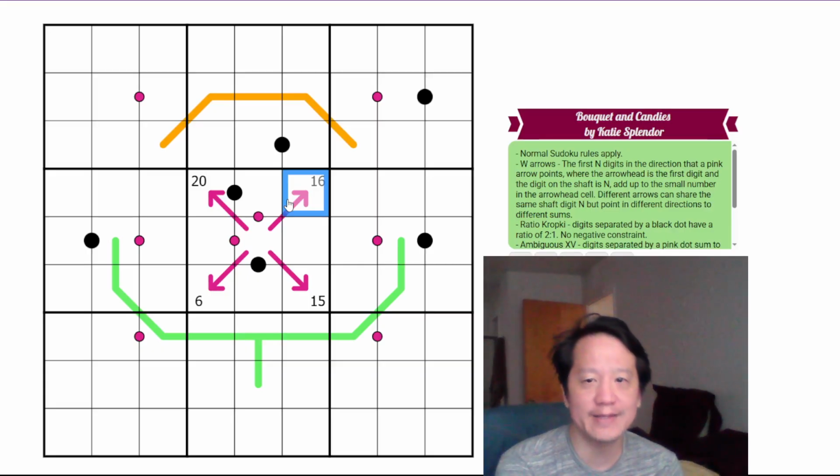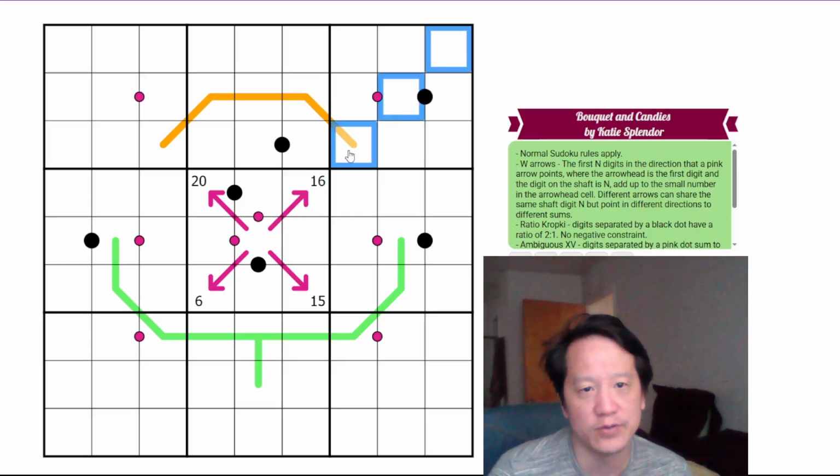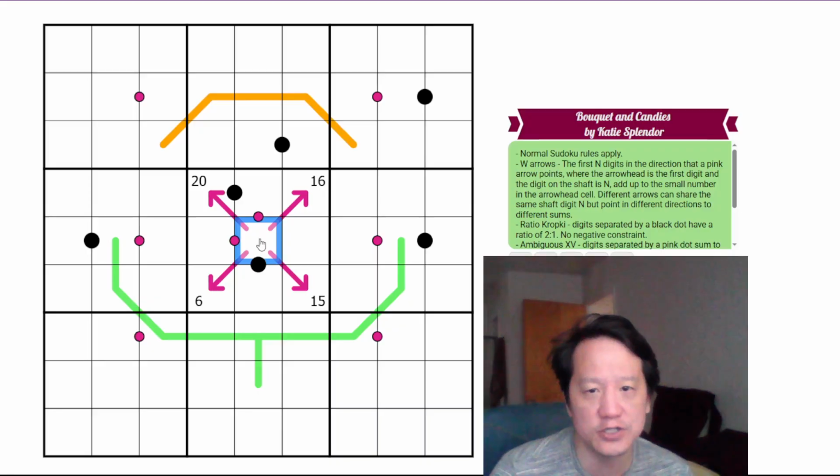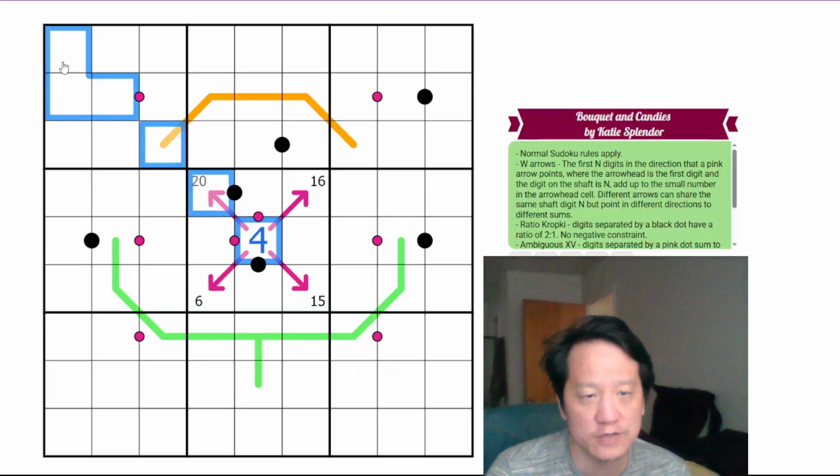So the first n digits, so it's basically like an x sum, except that the x is not along the path that the arrow is. It's basically on the shaft. So this is n for all of these arrows. So if this were, say, 4, that means you have to look in each direction for 4 cells. And these 4 cells, for example, would have to add up to 20.